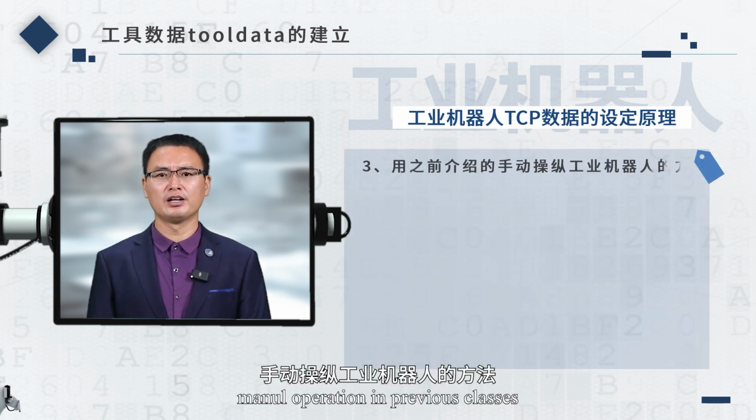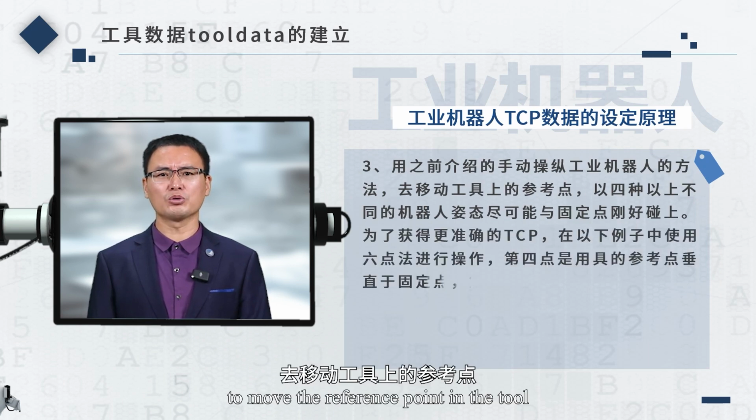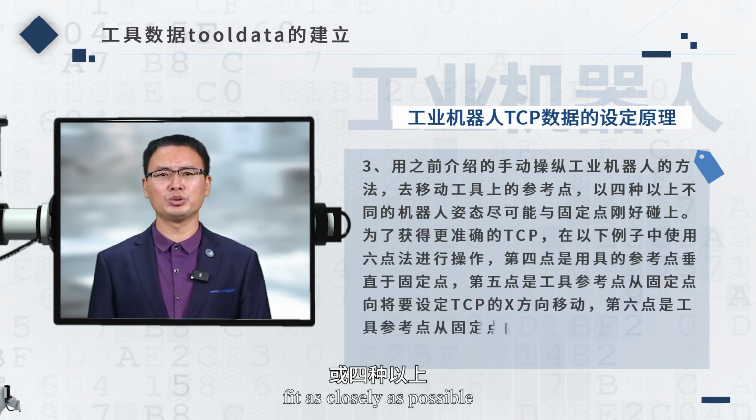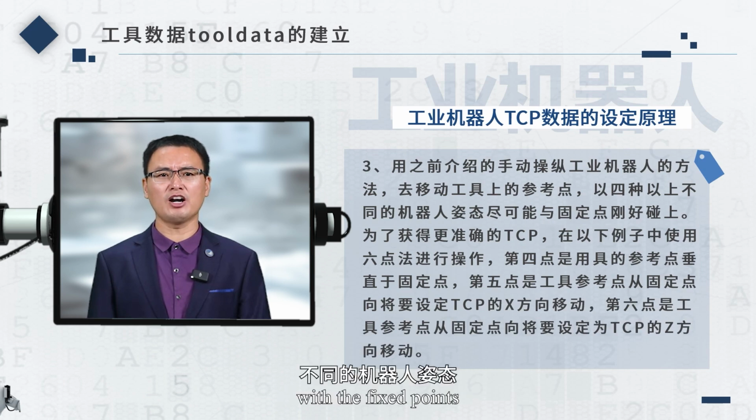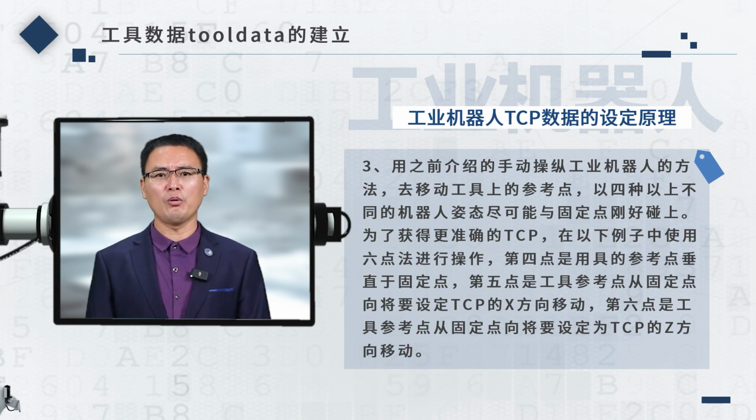Use the method of manual operation in previous classes to move the reference point in the tool. Make the robot fit as closely as possible with the fixed points in 4 different movements or happen to attach. To obtain more accurate TCP, the following example will be the 6-point location.